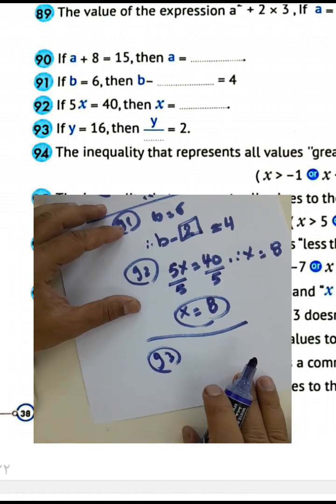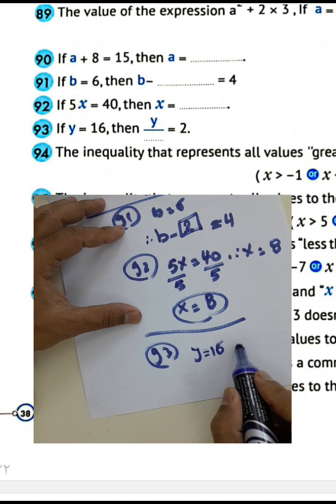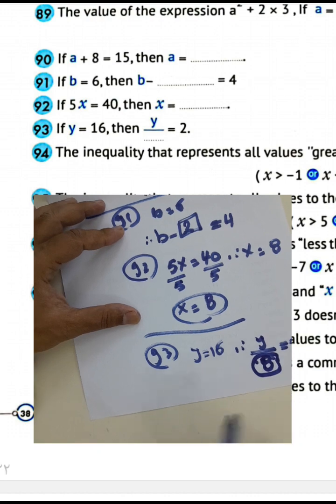Question 93. If y equals 16, then y divided by space equals 2. We know y is 16, put 16 here. 16 divided by 8 equals 2, put 8 in the space. Okay, understood? Next question.